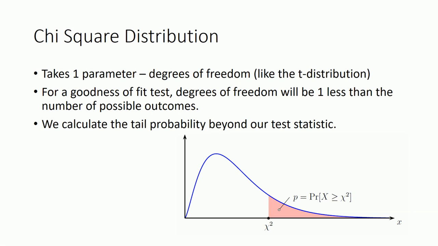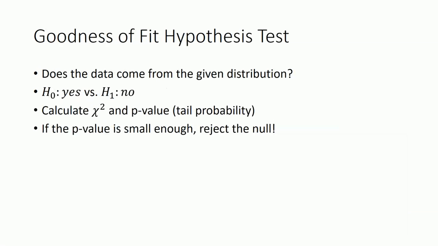Anyway, the p-value is going to be the probability that lives in the tail beyond the chi-square statistic that we calculated. That's the p-value. And so if the p-value is small enough, we would reject the null hypothesis, right? So anyway, this is the setup for the hypothesis test. We're asking, does some collected data come from a given distribution? And the null and the alternative hypothesis are always going to look like this. The null hypothesis says yes, and the alternative says no.